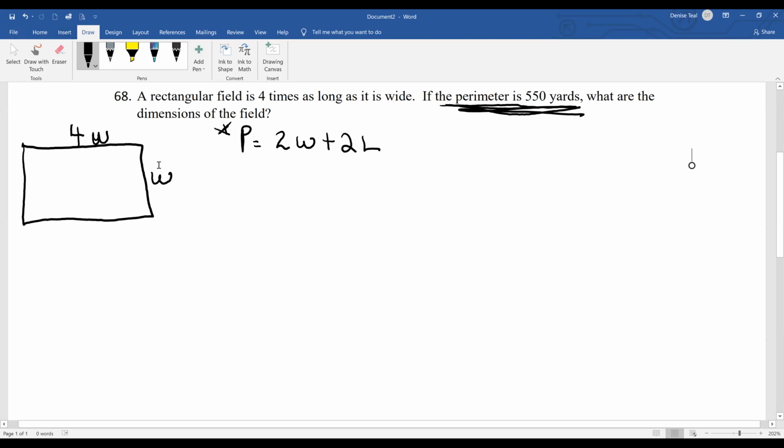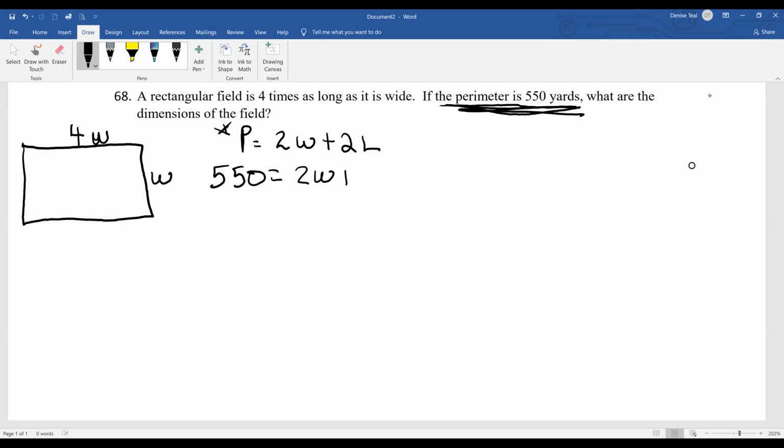So I'm going to put this on pause for a moment, and I want you to pause. Okay, I'll help you with the substitution. The perimeter is 550, and that equals 2 times the width. But we said the length was going to be 4W, so this is going to be 2 times 4W.